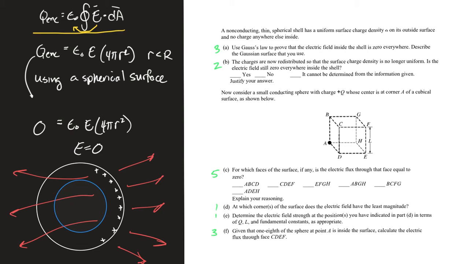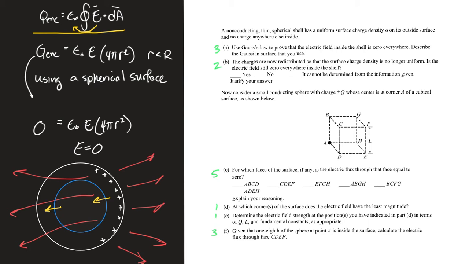And moreover, it's going to have an electric field that goes into the surface on one side, going into the surface here and out of the surface there. This is why the flux is zero, but I don't think we can say that the electric field is zero. So when they say the charge is not redistributed, is the electric field still zero everywhere inside the shell? You'd have to say no and provide some justification.